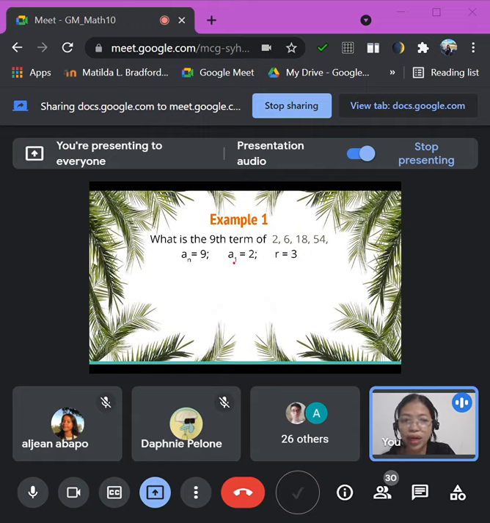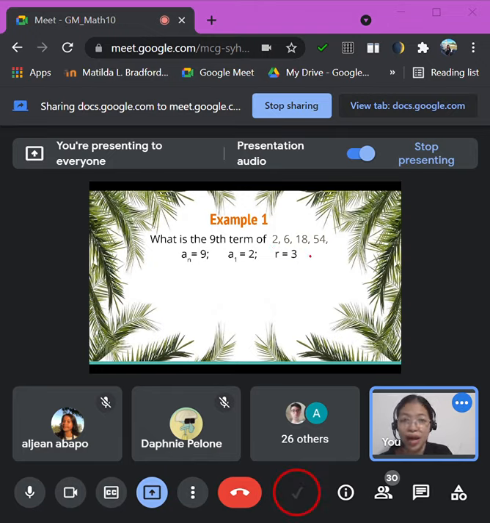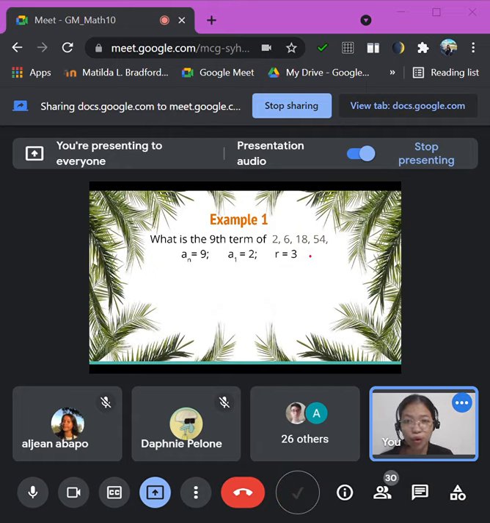And then, our a sub 1 is 2. And then, our ratio. Unsaon gito pagpangita sa ratio? We are just going to simply divide the second term with the first term. So 6 divided by 2, that is 3. And with that, you can already substitute using your formula.